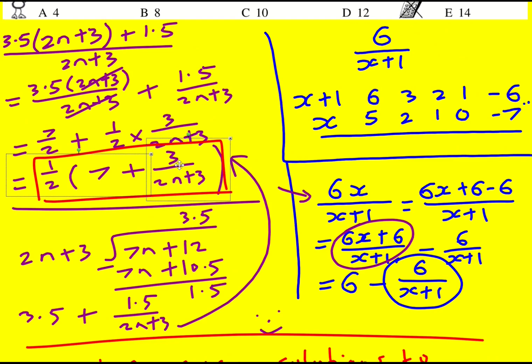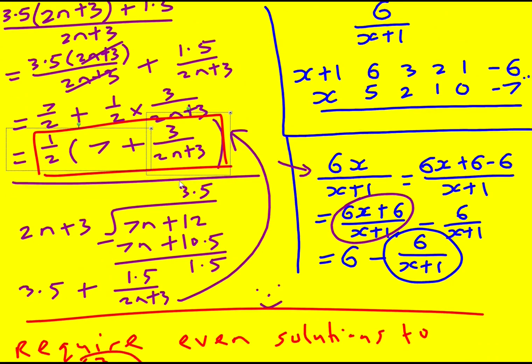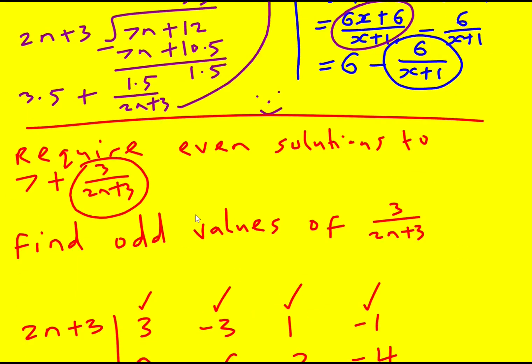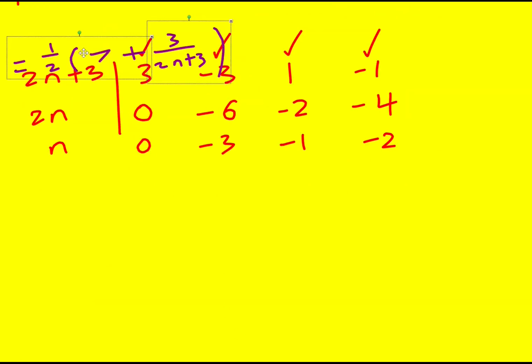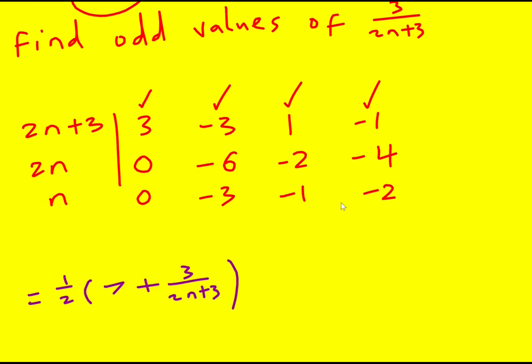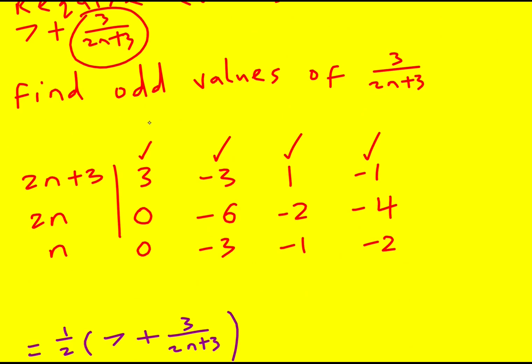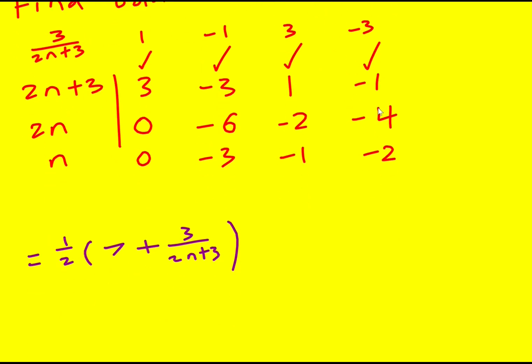This half times 7 plus 3 over 2n plus 3. And it probably would have been helpful to then write down, let me do it up here, what is 3 over 2n plus 3 in these different situations? I've established that all of these are okay. It's going to be 1, minus 1, 3, and minus 3. Okay, so let's find out these values.